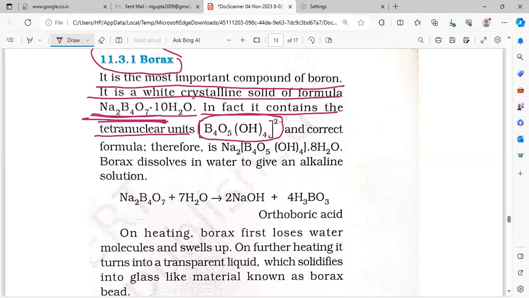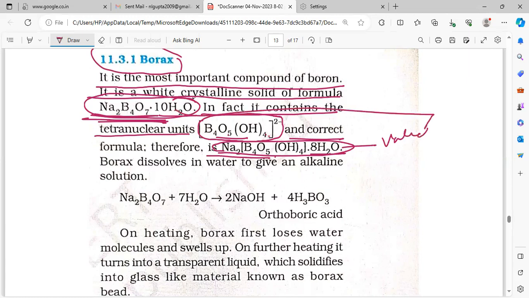In fact, it contains the tetranuclear unit. You need to memorize this one. And the correct formula therefore is Na2[B4O5(OH)4].8H2O. So the same molecule is represented in a different form. If you count the same number, it is the same valence with this compound.